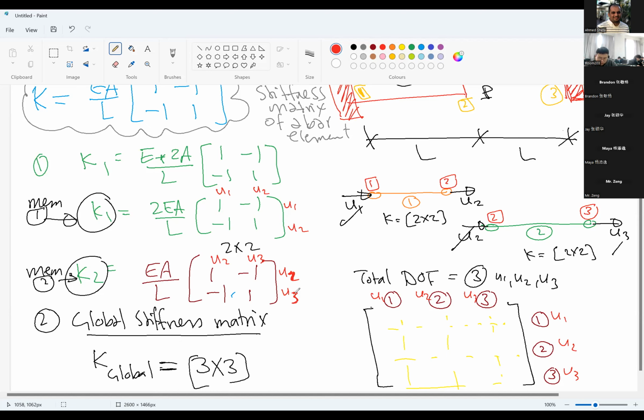What we need to do is combine the stiffness matrix of member 1 and 2 together and put it here in the K global matrix. What we need to do is just add U1, U1 together and put it here. How many U1 do we have? Just make different colors. So first of all, this is U1. Do we have any U1 in member 1? This is U1 in member 1. So just one here.